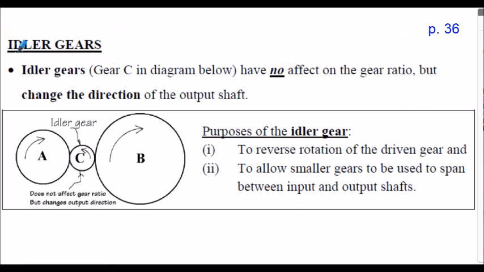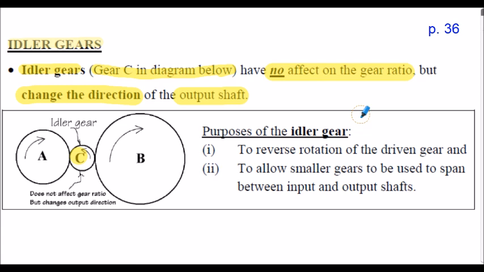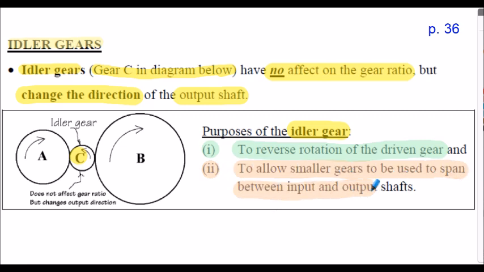Just going to mention idler gears very briefly. An idler gear, gear C in the diagram below, has no effect on the gear ratio, but does change the direction of the output shaft. For example, within an engine gearbox, an idler is used to change the first gear drive into a reverse gear. So idler gears have two purposes. Firstly, to reverse the rotation of the driven gear. And secondly, to allow smaller gears to be used to span between input and output shafts.